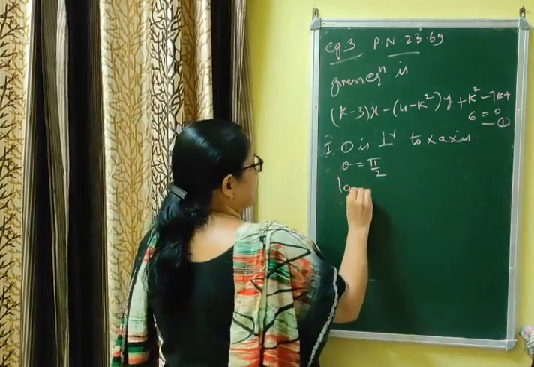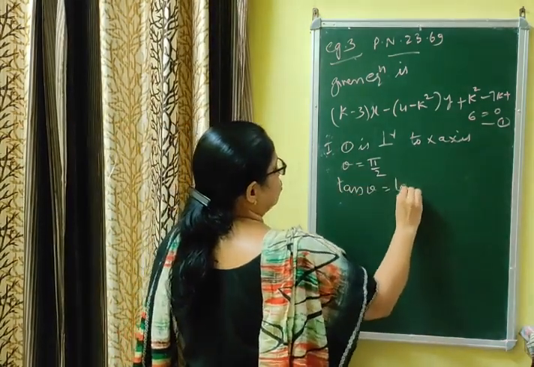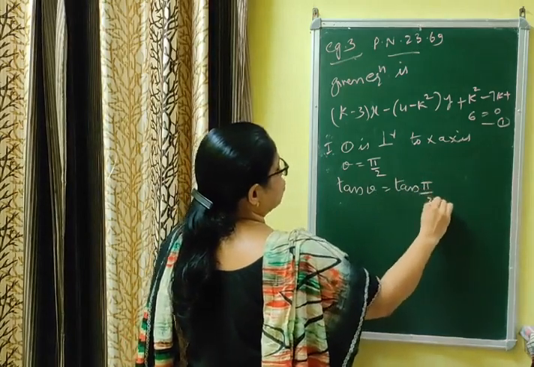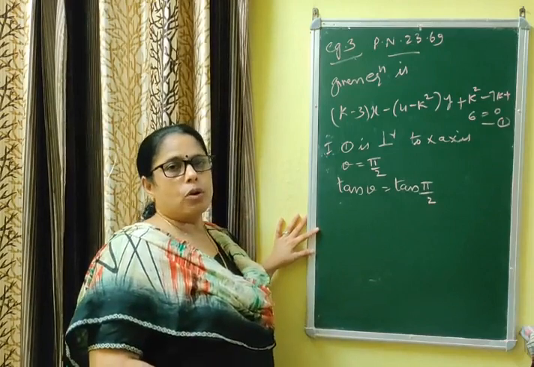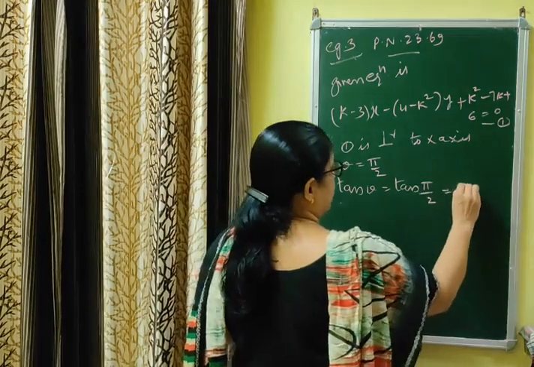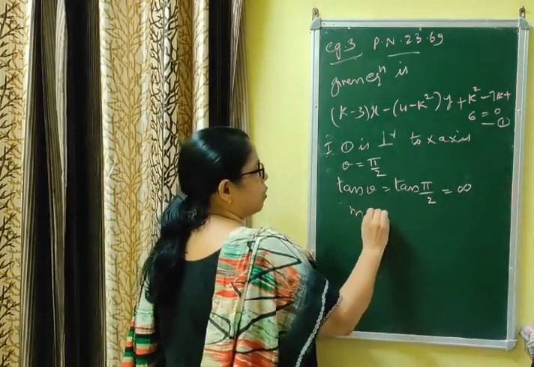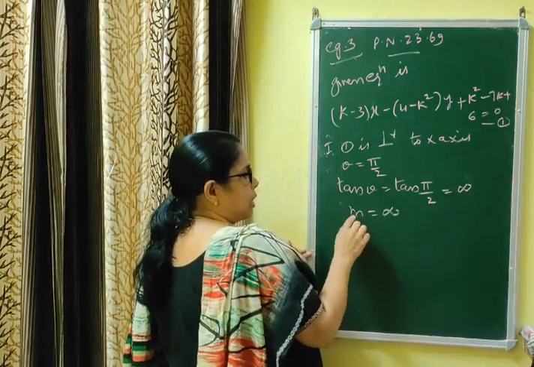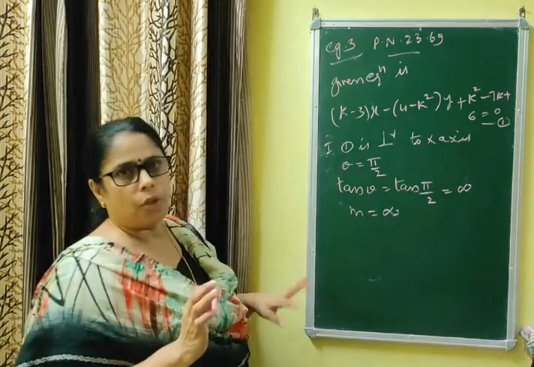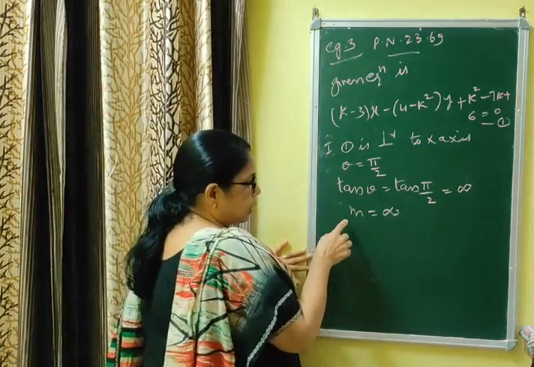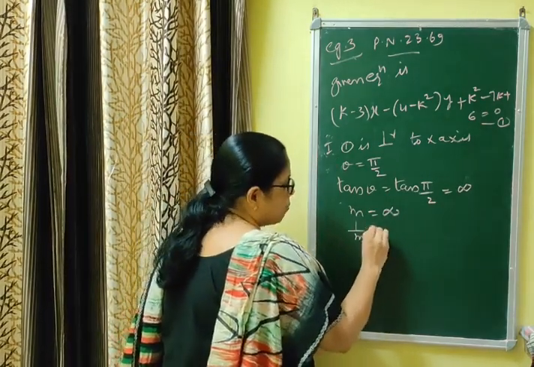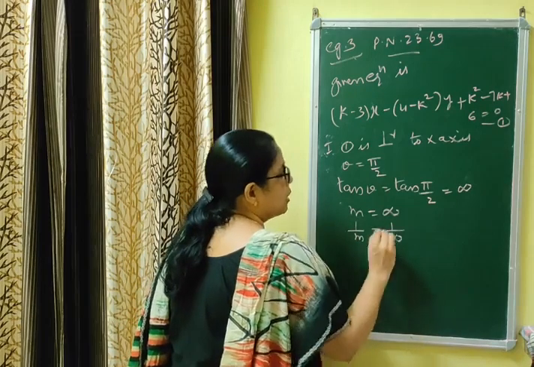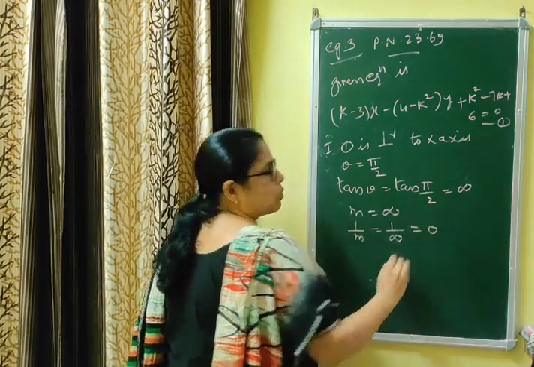Now what will tan theta be? Tan theta equal to tan pi by 2. What is the value of tan 90? Tell me, sin 90 by cos 90, that is infinity, not defined. Now this is m equal to infinity. We can't equate m with infinity because we don't know the value of infinity. So the step I am going to do is very important. 1 by m equal to 1 by infinity. That means something upon infinity equal to 0.